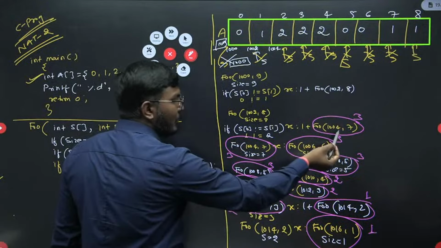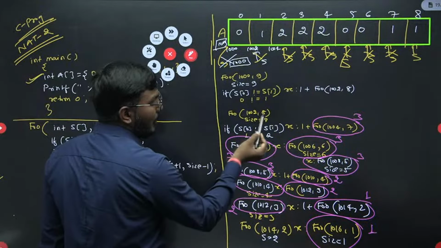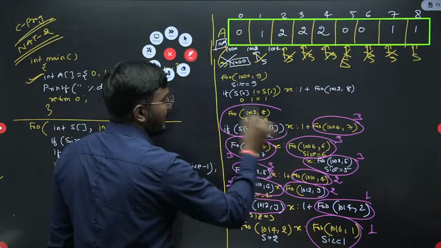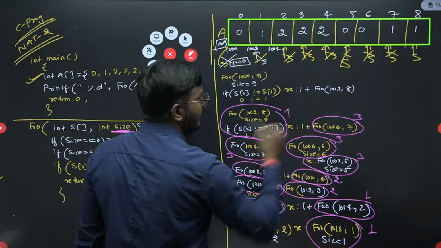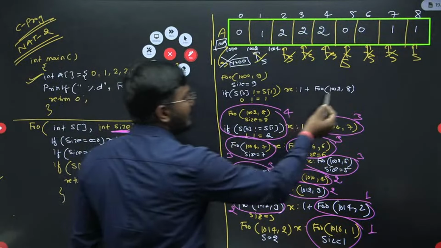So from where was it called? It was called from 1002, 8. So what is the value of 1002, 8? The value is nothing but 1 plus 3, which is 4. So from where was it called? It was called from here, 1002, 8.